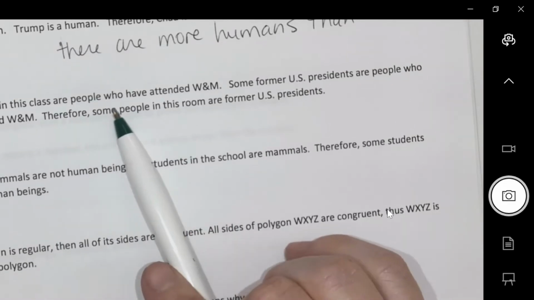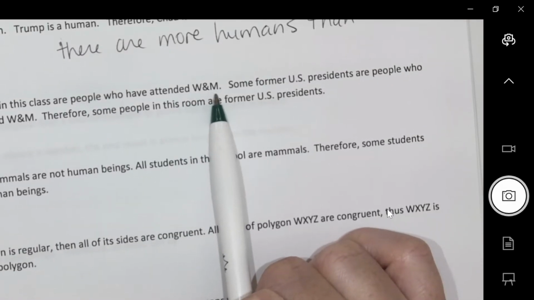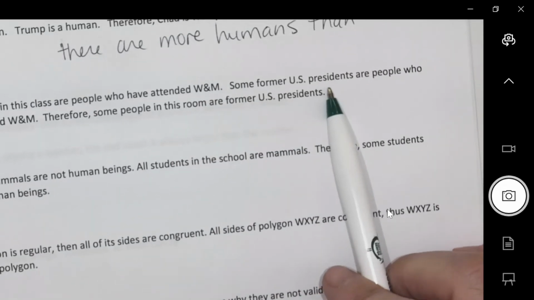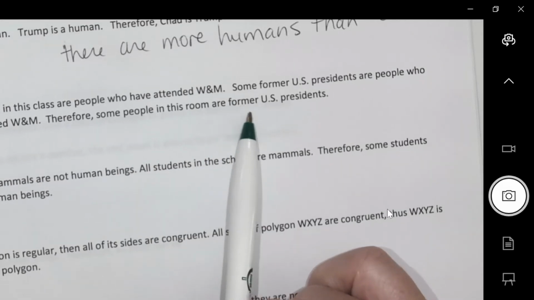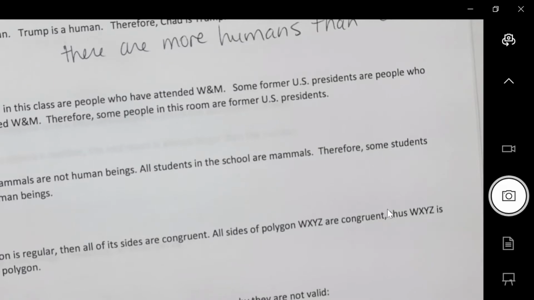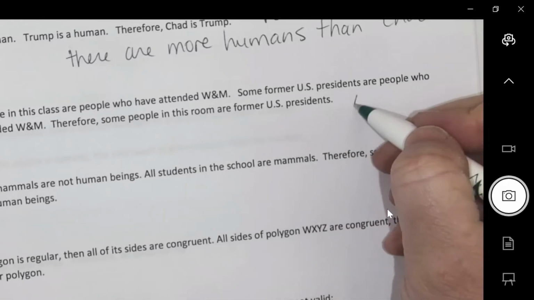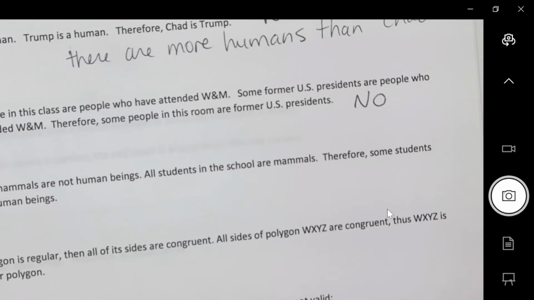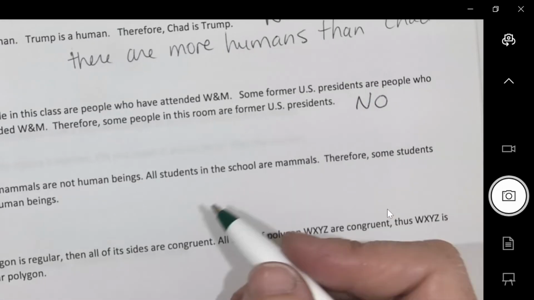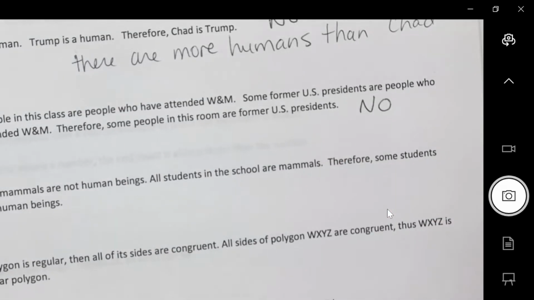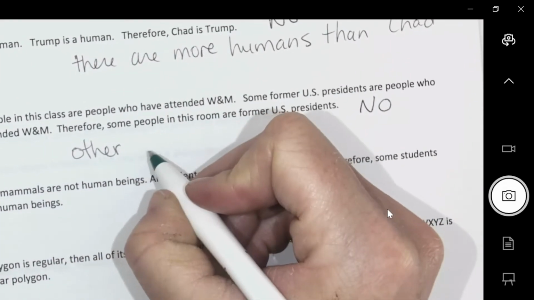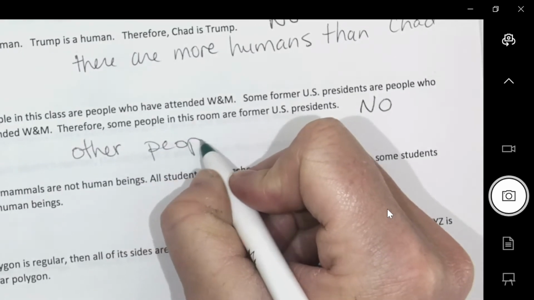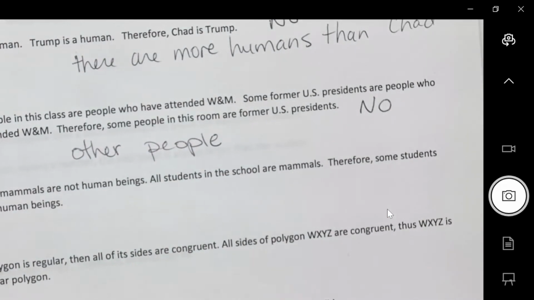Okay, some people in this class are people who have attended W&M University. Some former presidents are people who have attended W&M. Therefore, some people in this room are former US presidents. Would that make sense or not? No. What's the logic reasoning why this isn't true? There's just other people to consider, right? Not every single person, so.